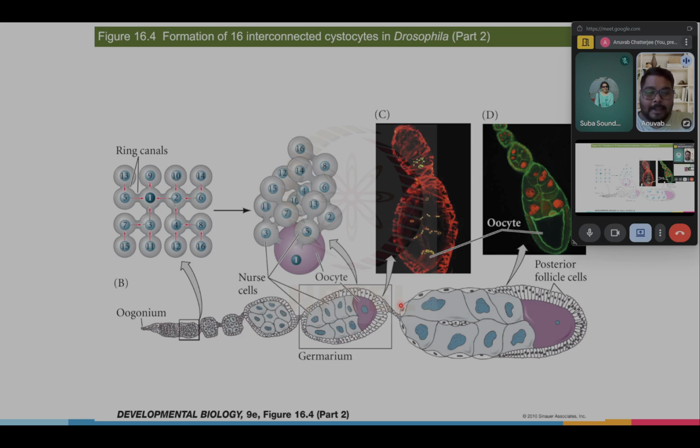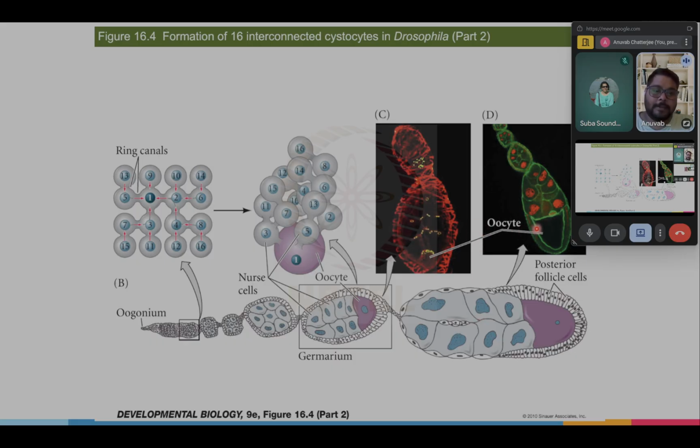But there is a layer of other cells which covers the entire egg chamber. These cells are known as follicle cells, and these are somatic in origin. So these did not come from the germline lineage. These came from the somatic lineage. So mother's own cells, which are different from the gonads or any cells around it. So follicle cells, somatic origin; germline cells give rise to oocytes and the nurse cells.